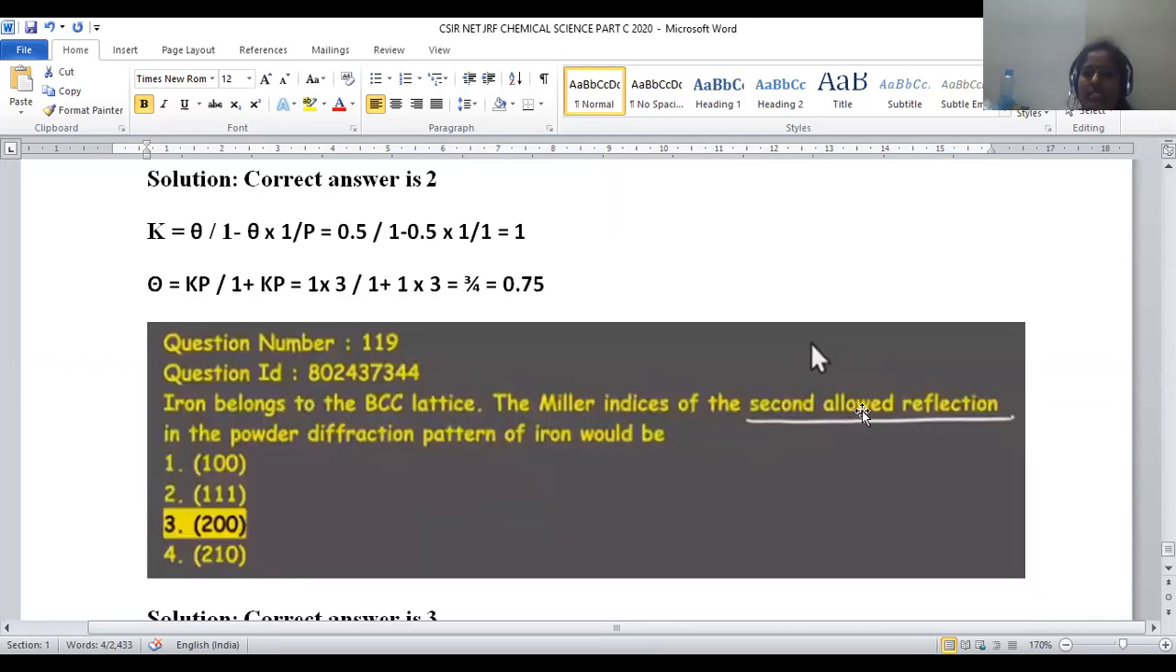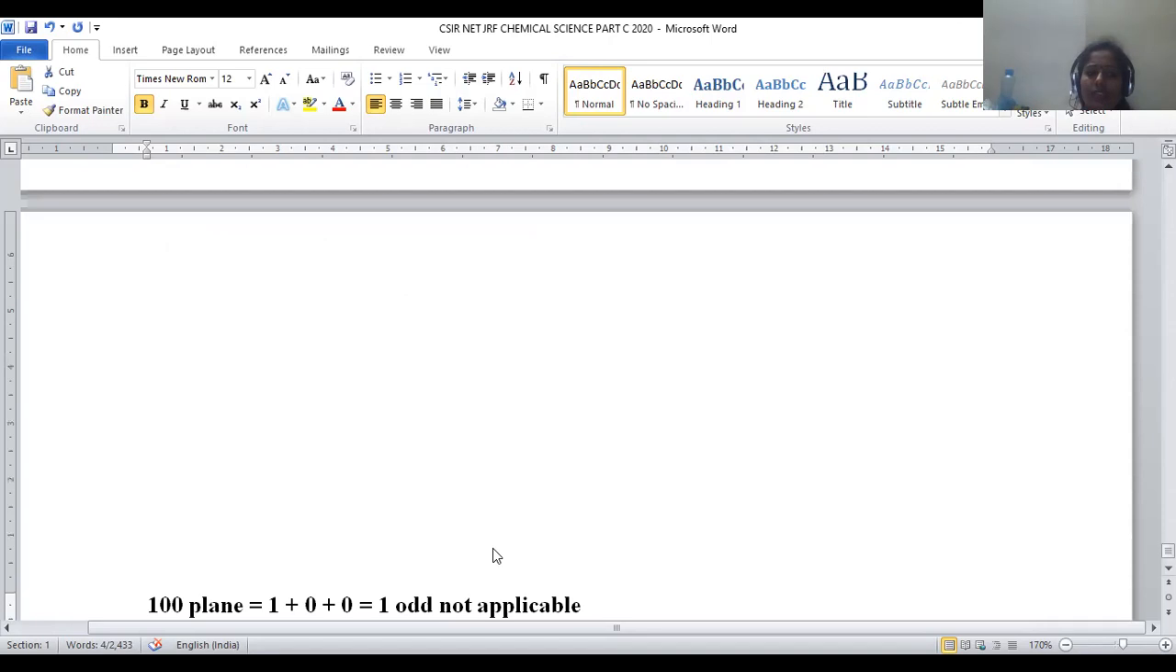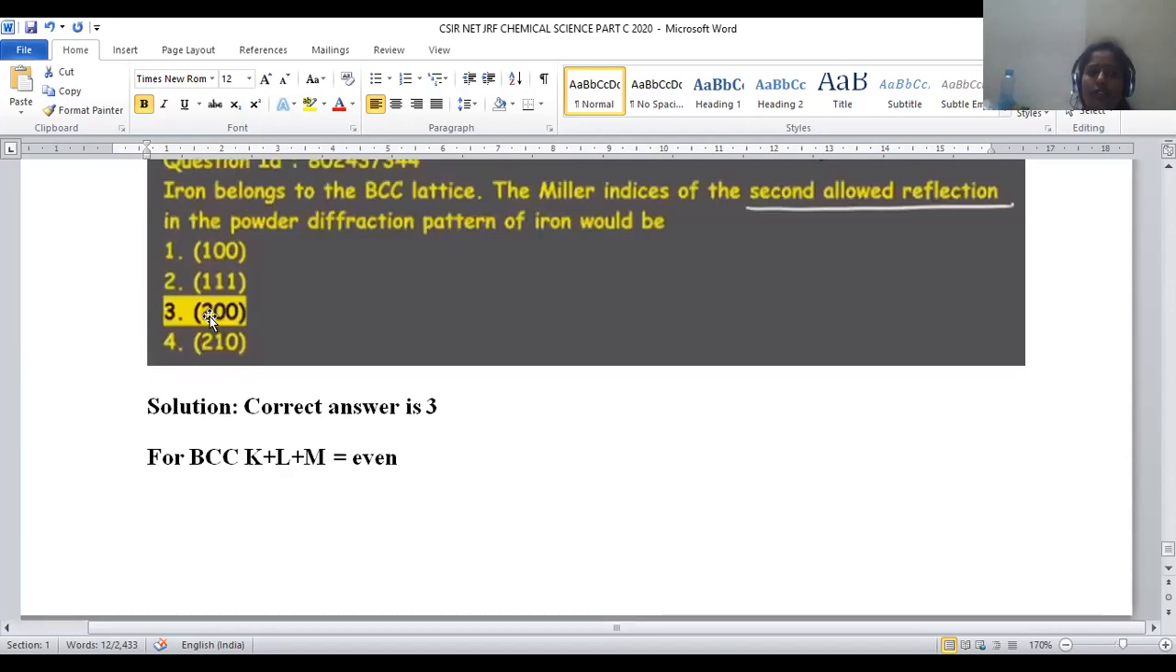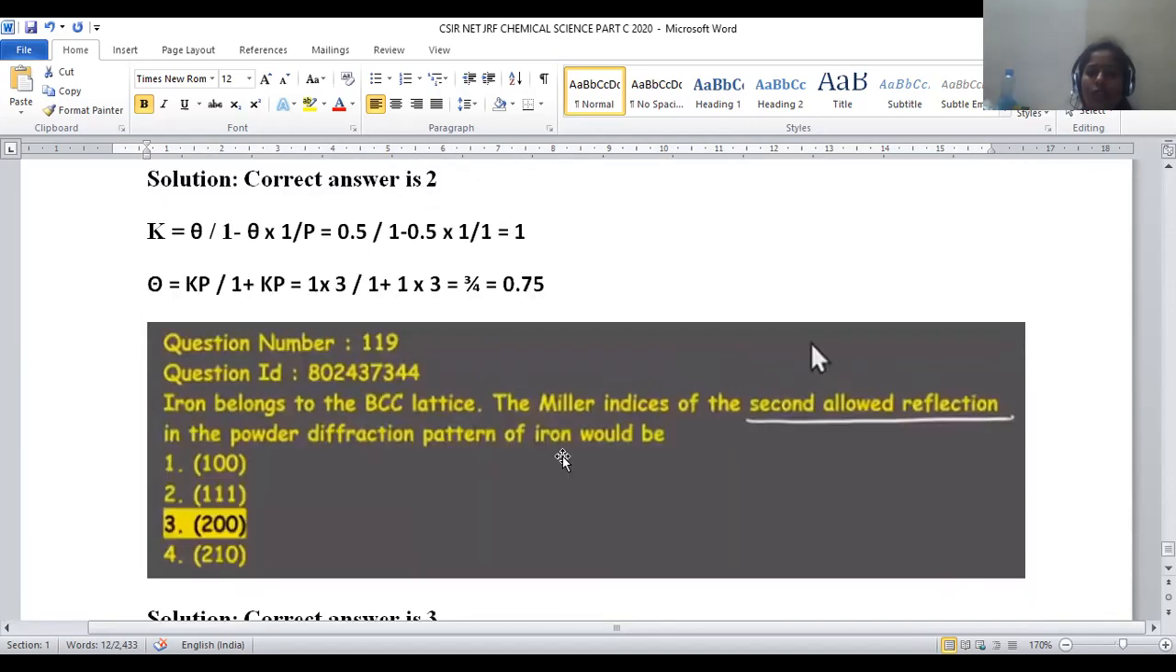What they are asking for? Second allowed reflection. Among all, first allowed reflection will be this 110 plane, and second allowed reflection will be 200 plane. So 200 plane will be the second allowed reflection. So for question number 119, option number 3 will be the right answer.